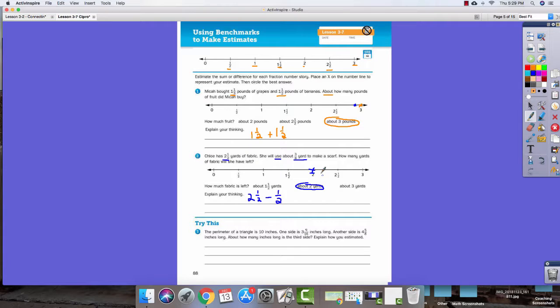Okay. Pretty close. So when you're given those problems, if you want to think about quick estimates of whether your answers make sense or not, use your benchmark fractions to help you.